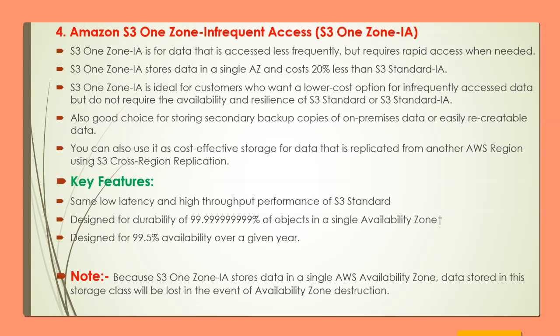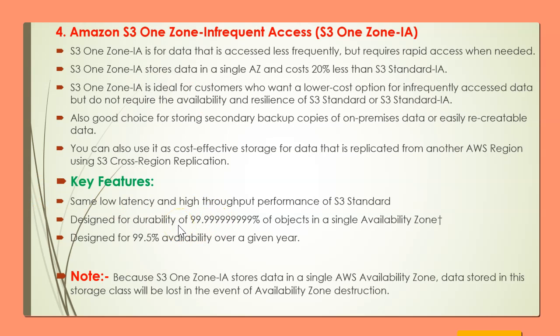S3 One Zone-IA is ideal for customers who want a lower-cost option for infrequently accessed data but do not require the availability and resiliency of S3 Standard or S3 Standard-IA. It's also a good choice for storing secondary backup copies of on-premises data or easily recreatable data. You can also use it as cost-effective storage for data that is replicated from another AWS region using S3 Cross-Region Replication. And we do have some key features here also.